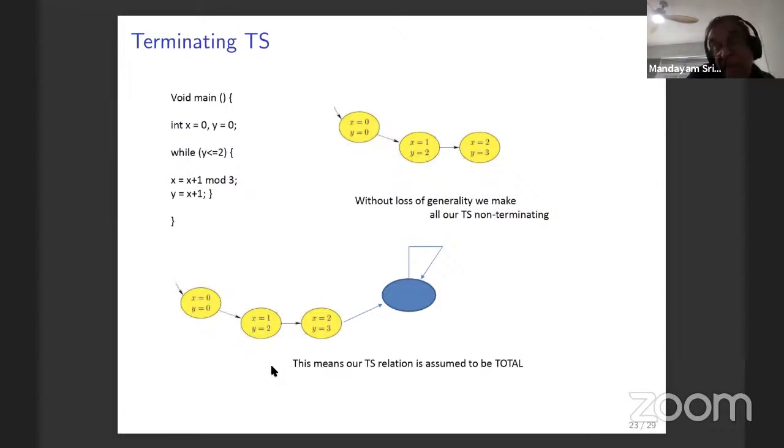Now that kind of an abstracted system is good enough for me to verify a certain property. Suppose what I want to check is that x and y will always be less than or equal to 4 or something like that. That is preserved by this state. So collapsing all those states into one is good enough for me if my limited aim is only to verify certain properties like x is less than or equal to 3.